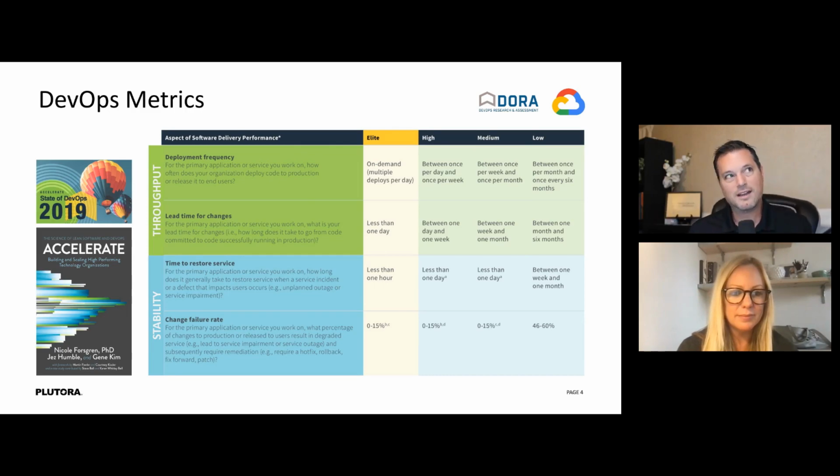If my time to restore service is long, well, then now I have to manage more up front to make sure my blast radius is smaller and so forth. So I like the balance of both these two. These are really good ways of looking at your DevOps maturity, frankly.